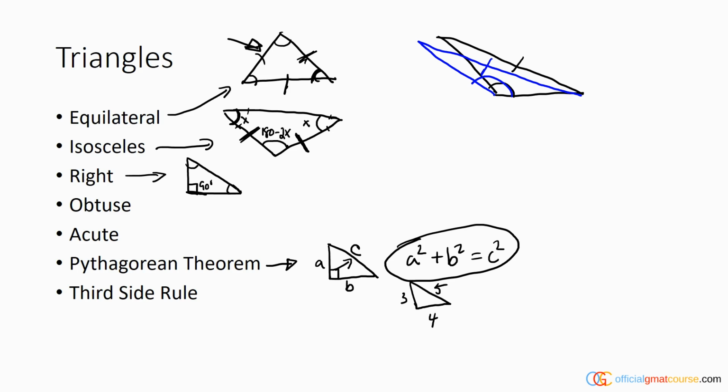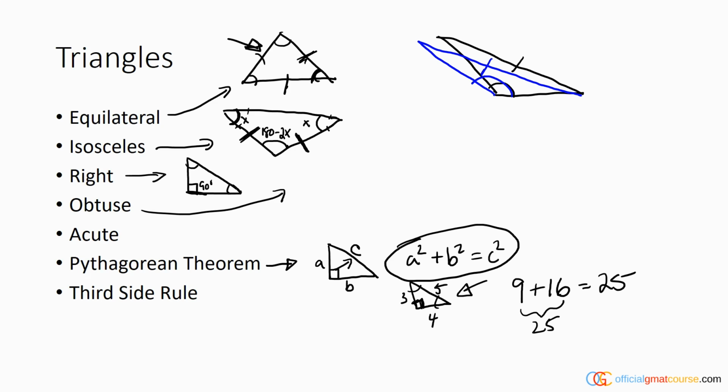So in a 3, 4, 5, a squared would be 9, and b squared would be 16, and c squared would be 25. And 9 plus 16 does equal 25, which means that a 3, 4, 5 triangle is a right triangle. It doesn't tell us anything about what these two angles are, but we know this angle is a right angle. All right, now moving on to obtuse.